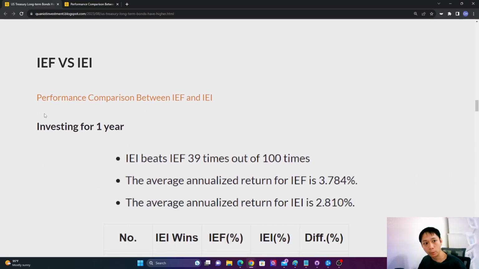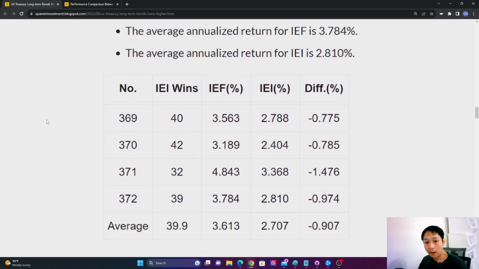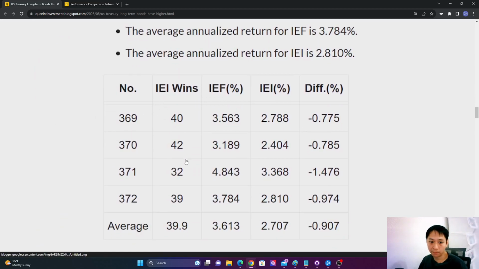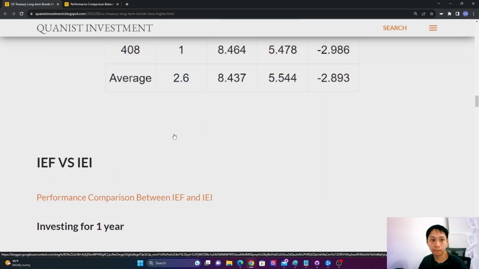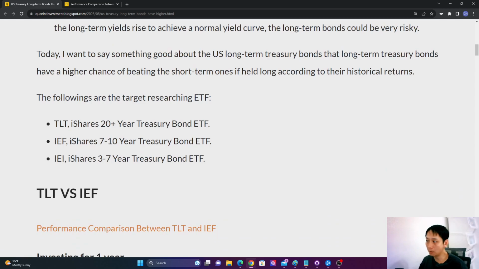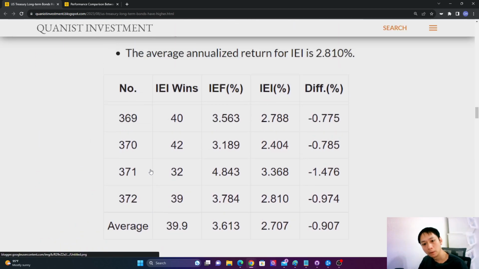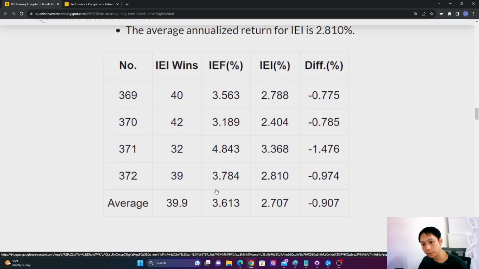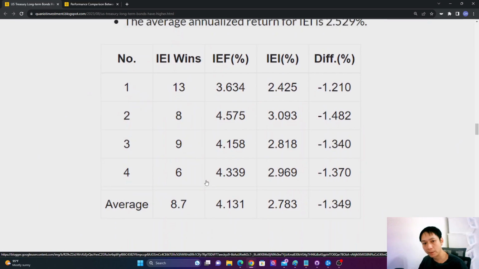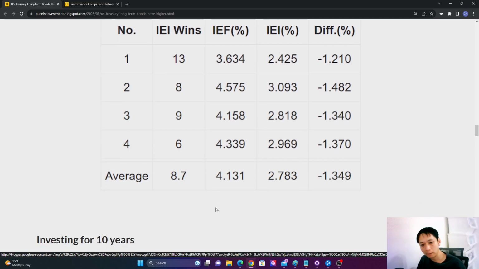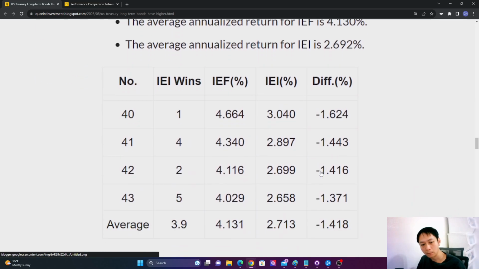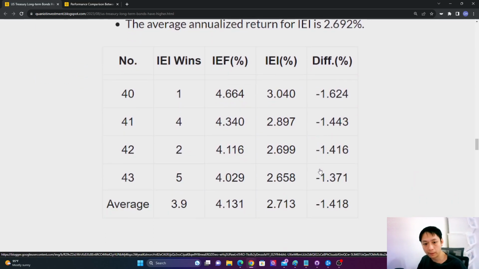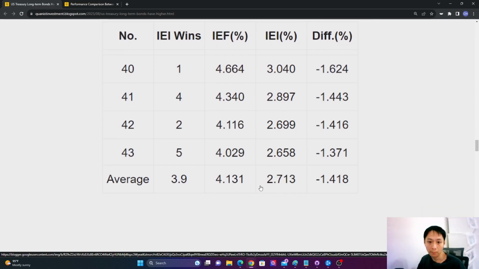The next comparison is between the IEF and IEI, and they have similar results. Investing for 4 years, IEI wins 40% of the time. So IEF wins. IEF is longer term, and wins with about a 1% difference on average. For 5 years, same thing, IEF has a 92% chance of winning with a magnitude of 1.3%. For 10 years, same thing. IEF has almost 100% chance of winning with a magnitude of bigger than 1%. It's 1.4%.